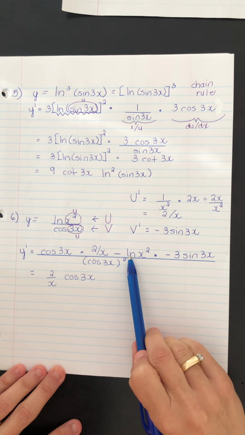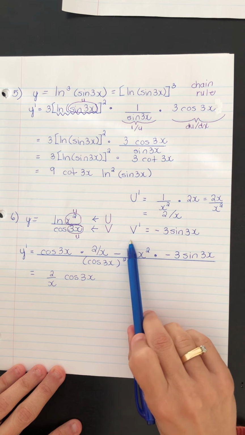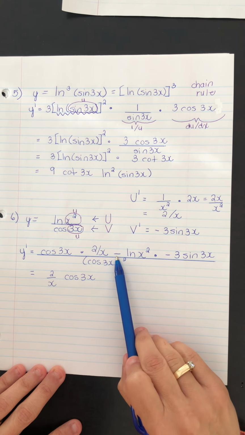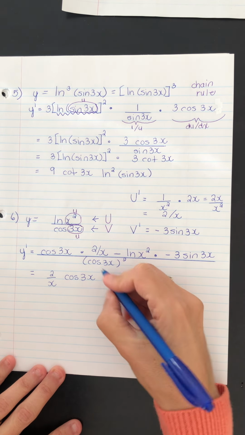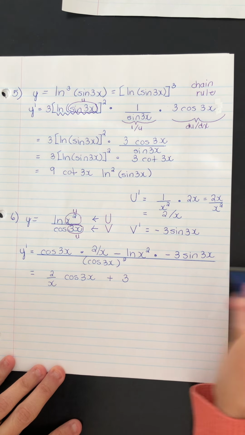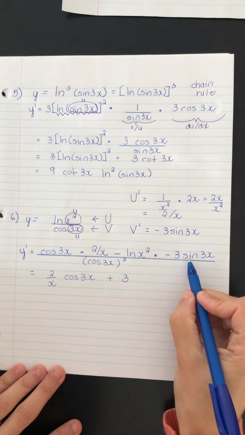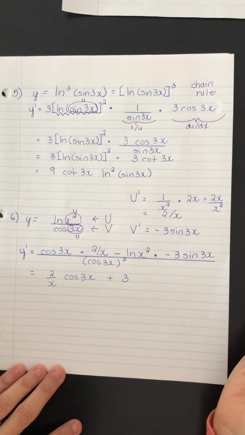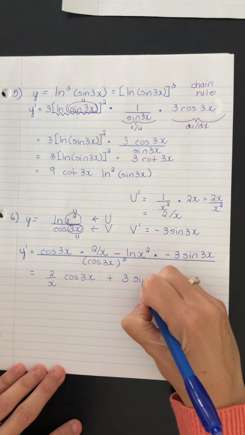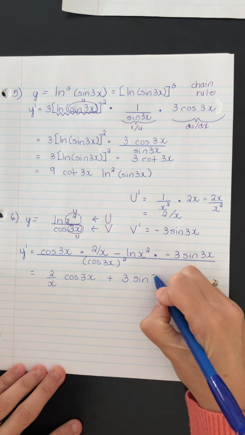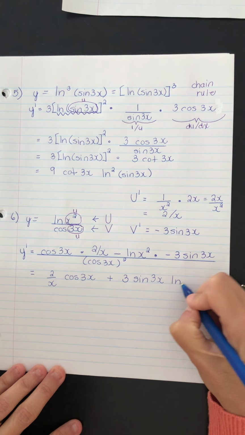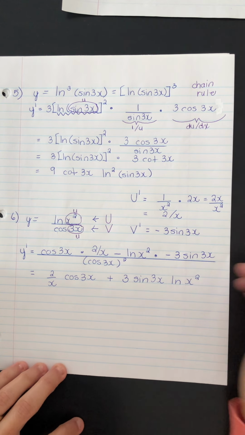Now look, this term is all one term. So we have a negative 1 multiplied by a 3. So this is plus 3. And now I could either write the sine term or the logarithm. The order doesn't matter. So I'm going to write plus 3 sine 3x times the ln of x squared.